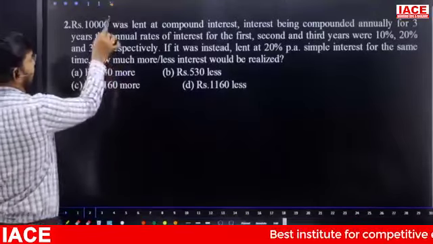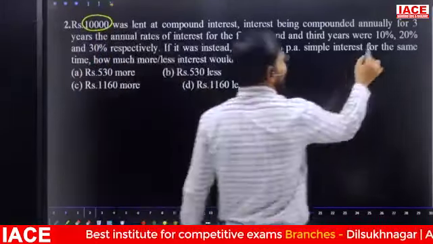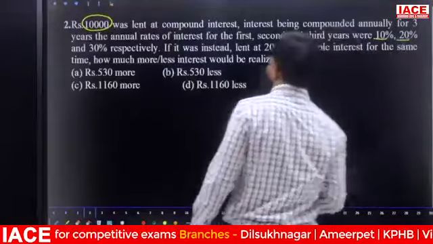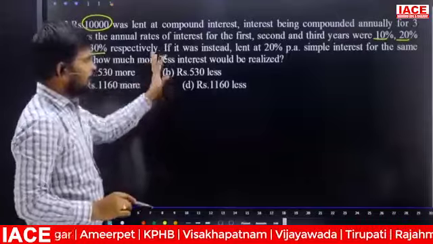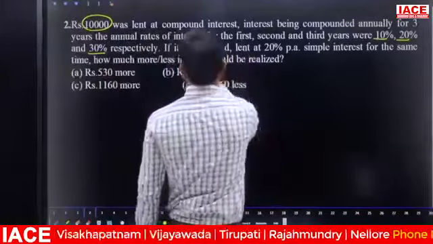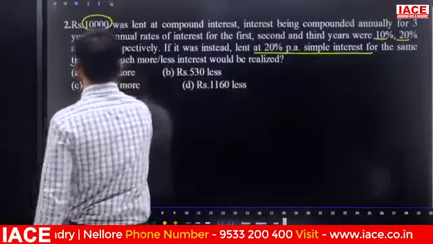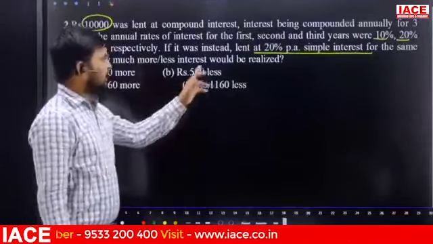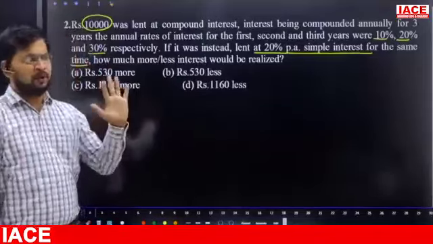So here, principal is what, amma? 10,000. Compound interest for 3 years: first year 10%, second year 20%, third year 30%. So instead of this, if the same principal is lent at 20% per annum simple interest for the same time, how much more or less interest would be realized? Definitely you are getting less interest. So we'll see what happened.